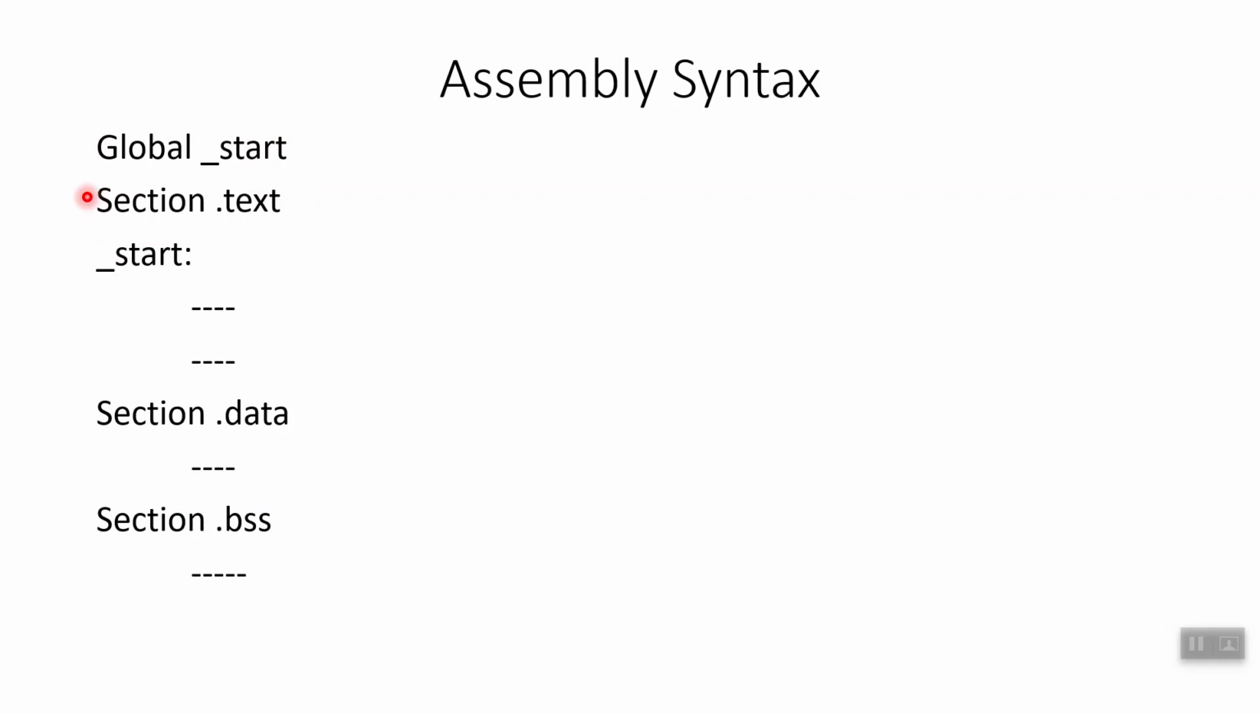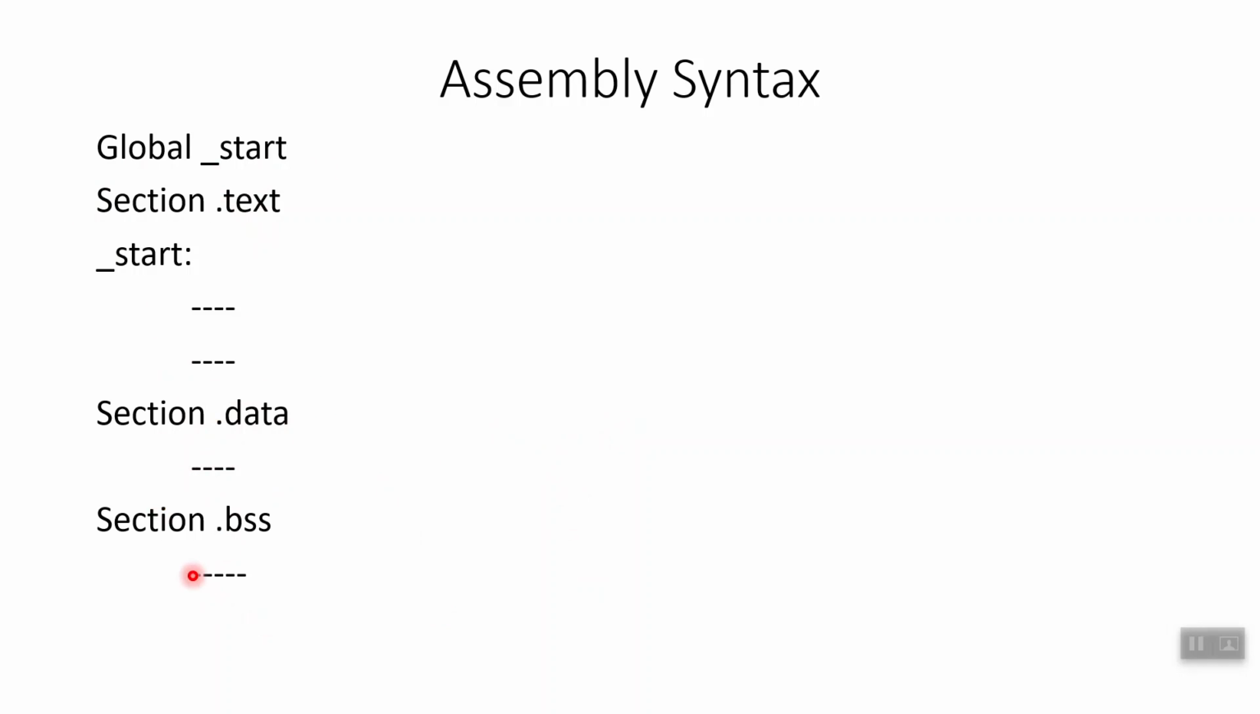The text section is a section which has the executable code. Anything inside text is the executable part. The next section is the data section. This is the section where we initialize our variables. If you want to initialize a is equal to 2, b is equal to 1, that entire code will be there in the data section.